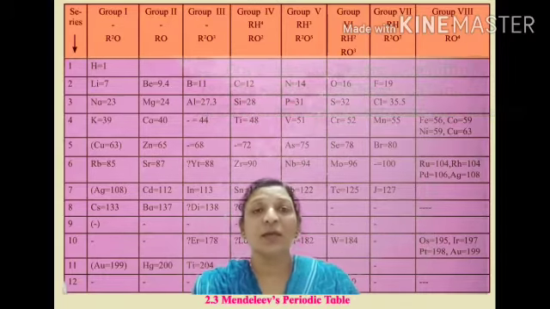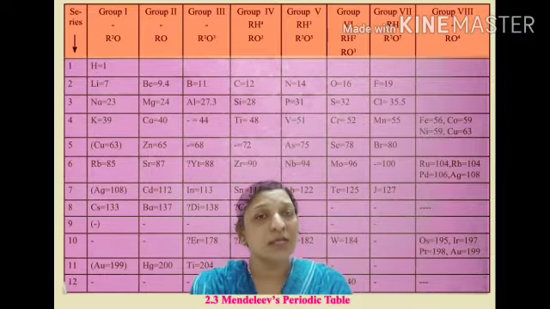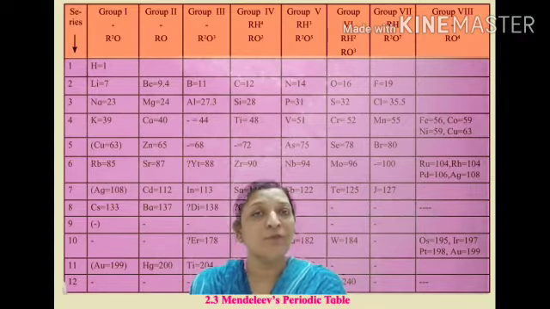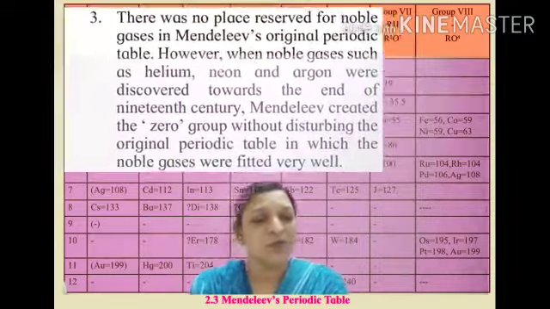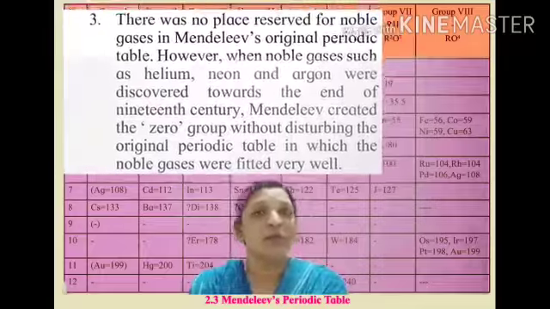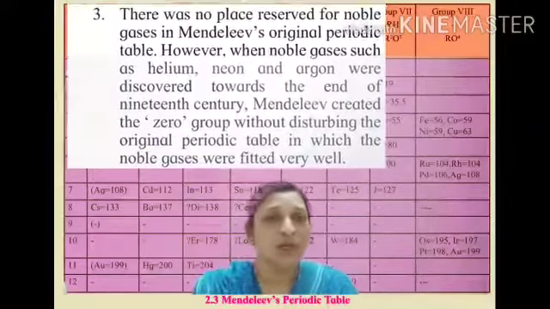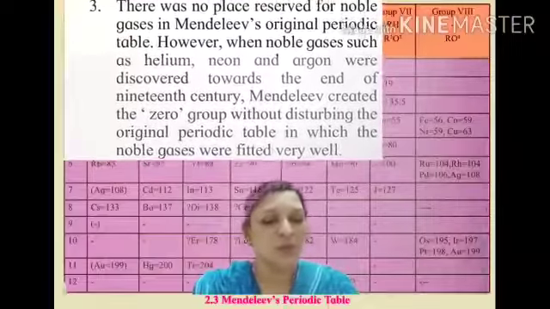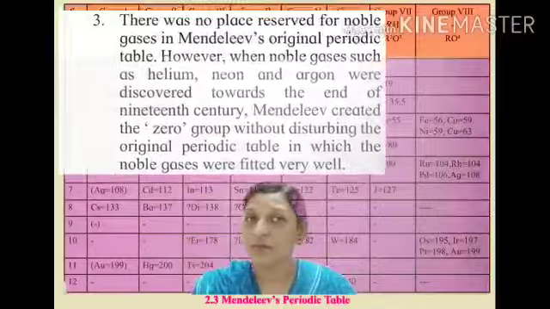In the revised edition of Mendeleev's periodic table, there was place given separately in the front group of the group number 1 for inert elements, which were named as zero group elements. Without disturbing the whole periodic table, these zero group elements were placed in the Mendeleev's periodic table after the discovery.